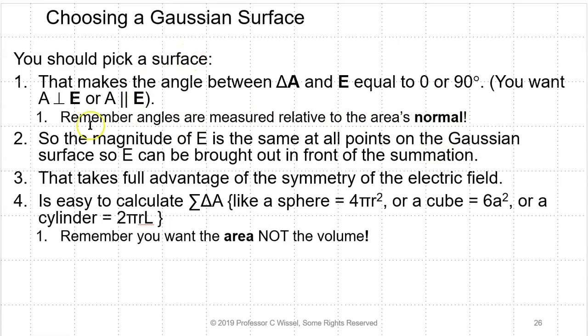You should pick a surface that, 2, has the magnitude of E the same at all points on the Gaussian surface, so E can be brought out in front of the summation or the integral. You should pick a surface that, 3, takes full advantage of the symmetry of the electric field. You should choose a Gaussian surface that, 4, makes it easy to calculate the area, like a sphere, which equals 4 pi r squared, or a cube, 6a squared, or a cylinder, 2 pi r L. Remember, you want the area, not the volume.